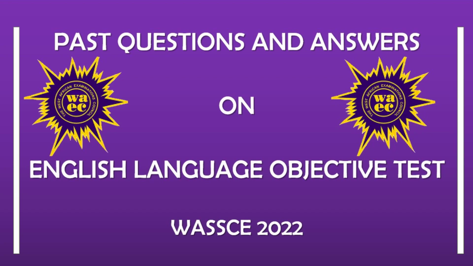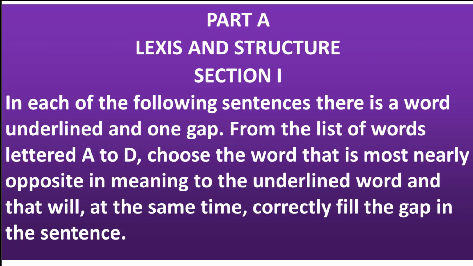Let's begin. Section I. In each of the following sentences, there is a word underlined and one gap. From the list of words lettered A to D, choose the word that is most nearly opposite in meaning to the underlined word and that will at the same time correctly fill the gap in the sentence.